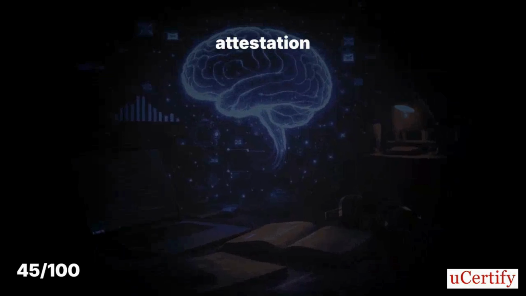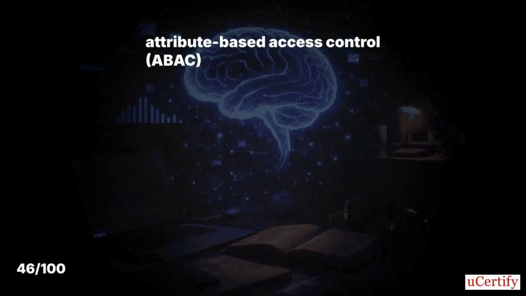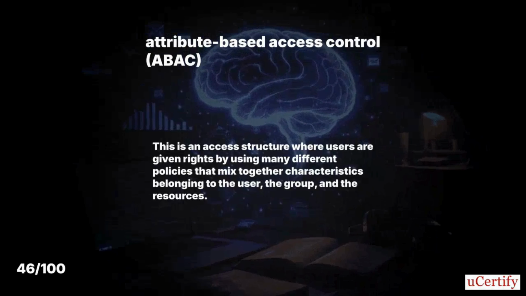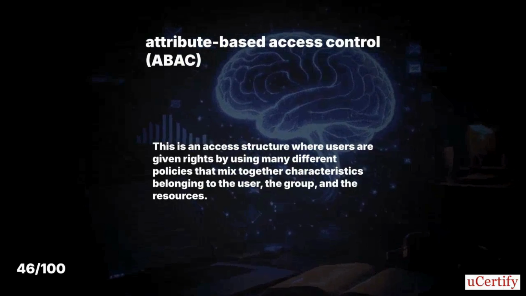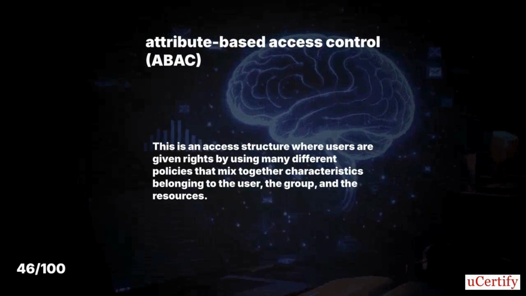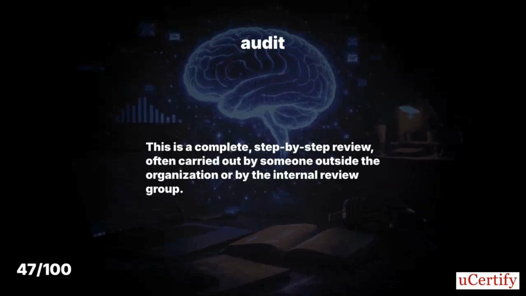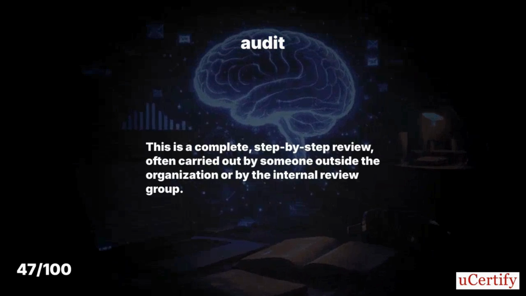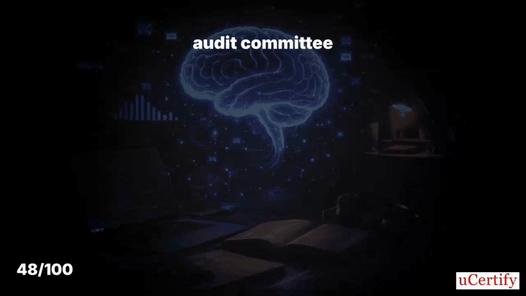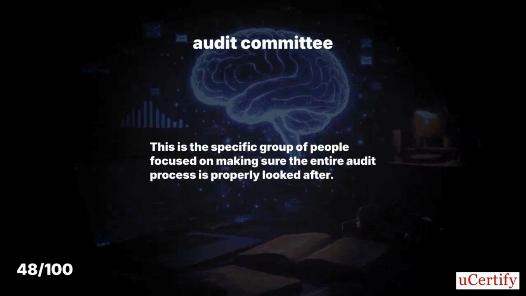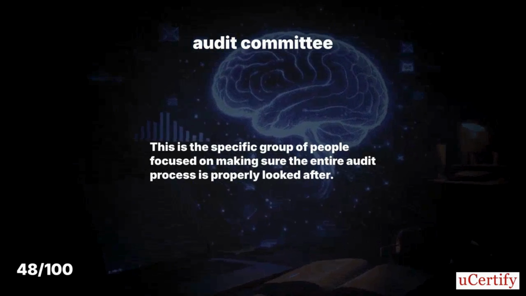This simply means that you have evidence or proof about something. Attribute-based access control, ABAC. This is an access structure where users are given rights by using many different policies that mix together characteristics belonging to the user, the group, and the resources. This is a complete step-by-step review, often carried out by someone outside the organization or by the internal review group. This is the audit committee. This is the specific group of people focused on making sure the entire audit process is properly looked after.